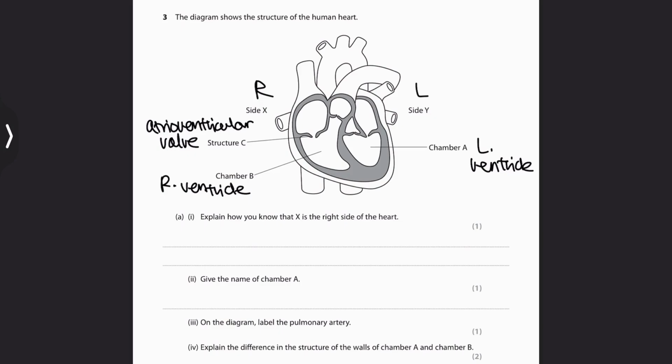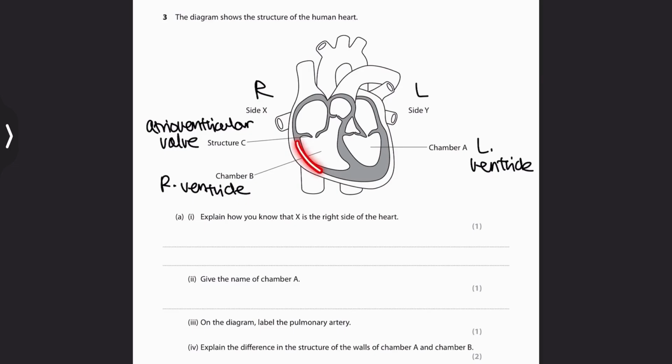Okay, explain question A1. Explain how you know that X is the right side of the heart. Okay, you got to look at the walls. Do you see how the right side of the heart, the walls are much thinner, whereas the left side is much thicker? Think about why. The left side pumps blood, boom, through the aorta to the rest of the body. So basically to the whole body. That requires a lot of force, and therefore the walls are very thick.